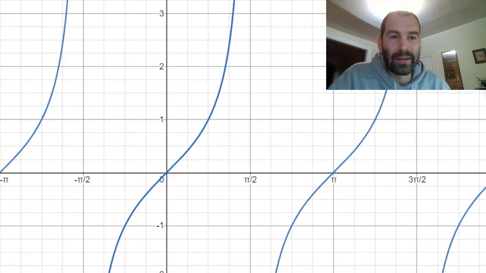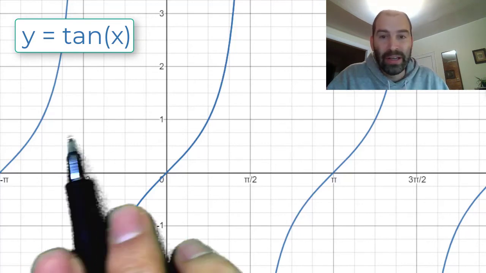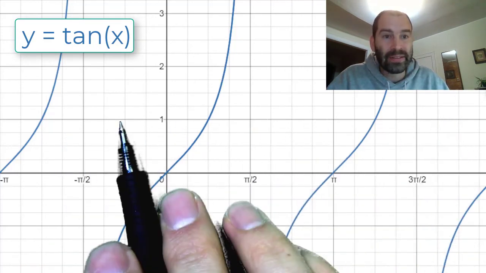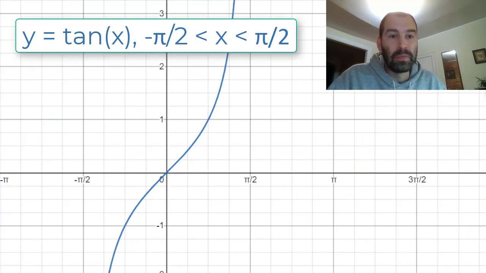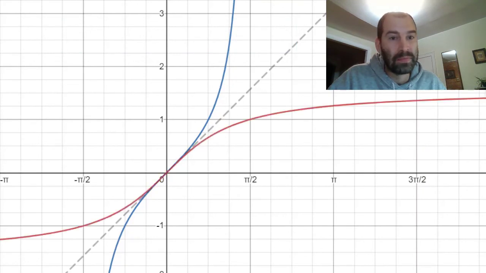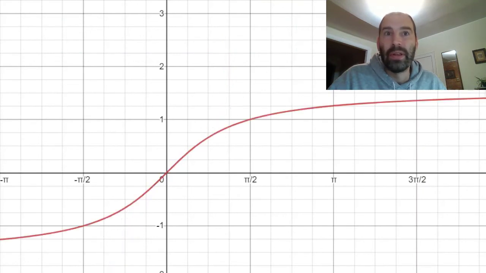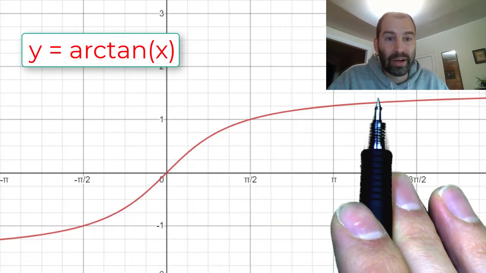Finally, let's look at the tangent function. We're here looking at y equals tangent x, and we see this is not an invertible function. It does not pass the horizontal line test. So what do we do? We truncate the graph. There we go. If I just take this piece of the graph, now it does pass the horizontal line test. So what I'll do is I will reflect it across the line y equals x, and there we go. This is the graph of arctan, y equals arctan x.